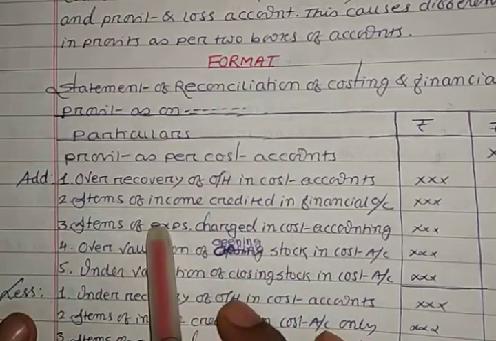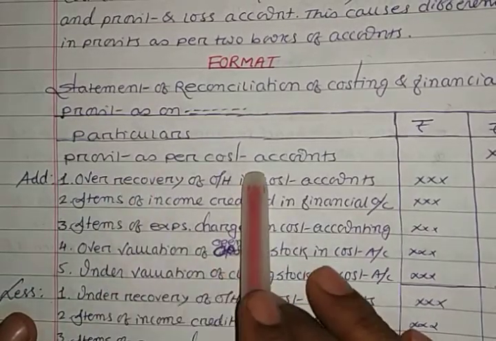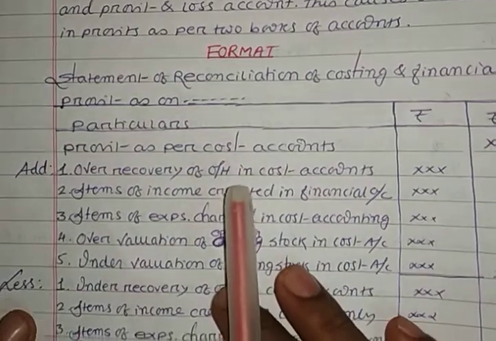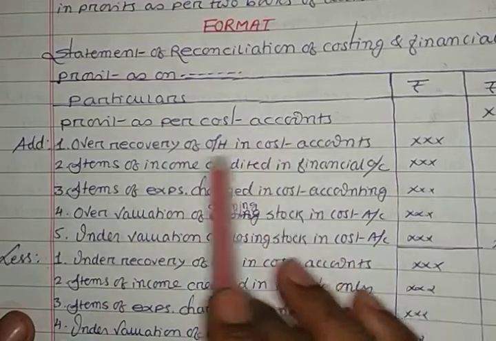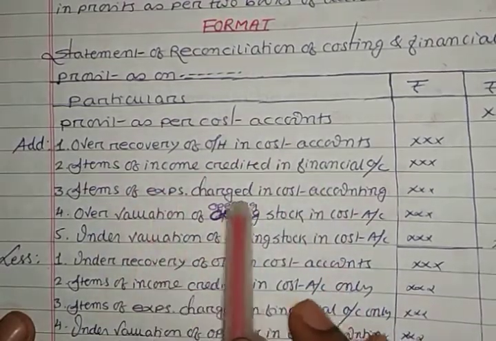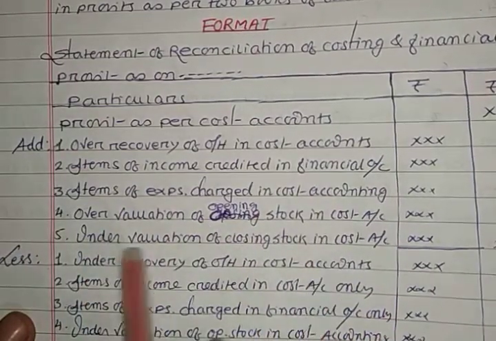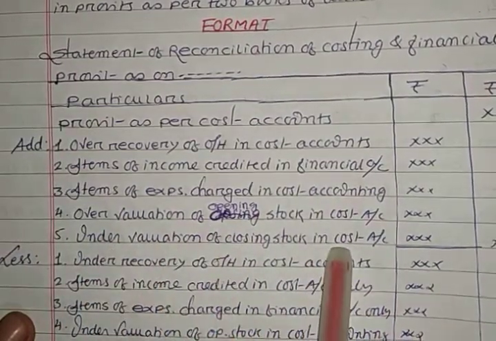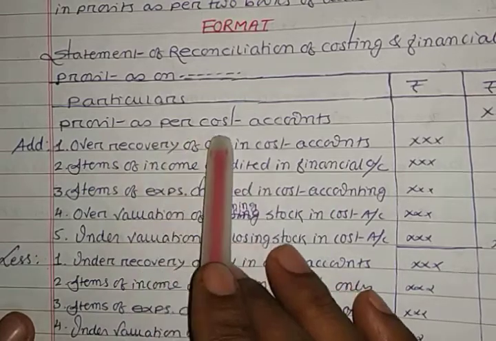These are the items you have to add while profit as per cost account is given. Like over recovery of overhead in cost accounts, items of income credited in financial account, item of expenses charged in cost account, over valuation of opening stock in cost account, under valuation of closing stock in cost account. So these are the items you have to add when profit as per cost account is given.